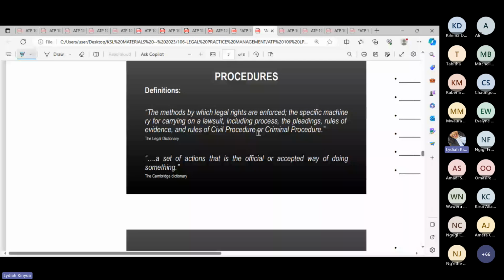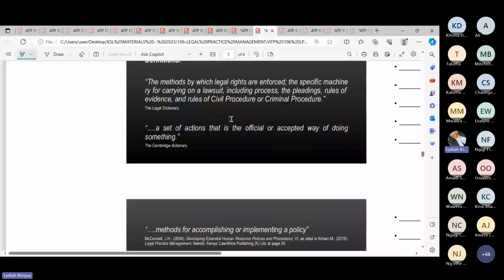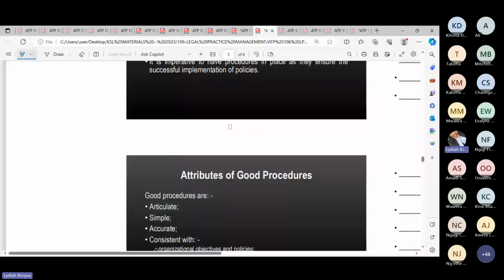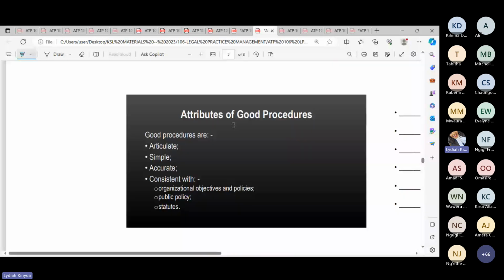Or maybe you have a procedure on safety. How do you report a breach on safety or security? So that's a procedure. A procedure is a method by which legal rights are enforced, or by which you can meet the objectives of a policy. So you would have laid-out procedures. The content will be a procedure on reporting sexual harassment complaints, or any procedure for that matter.